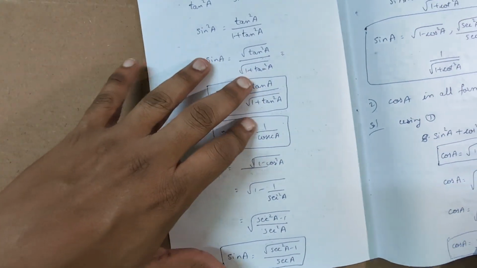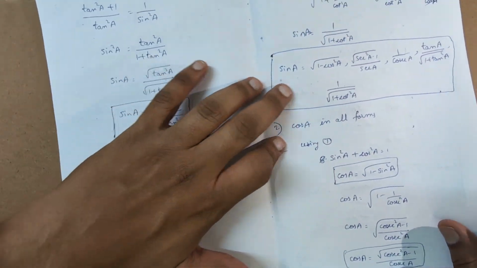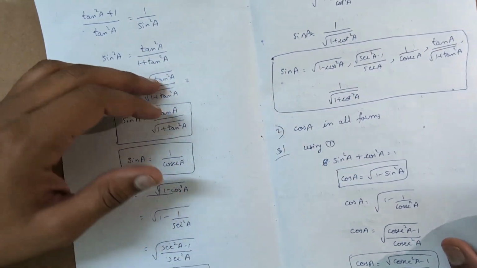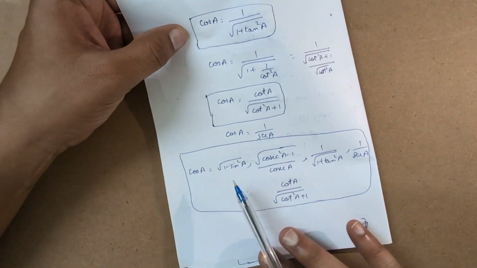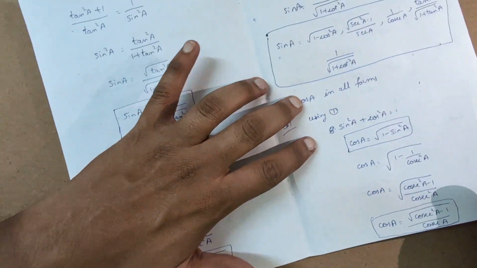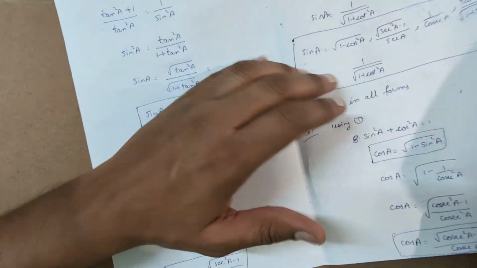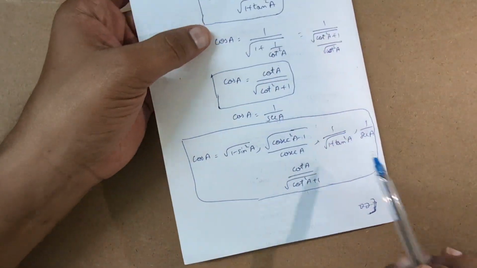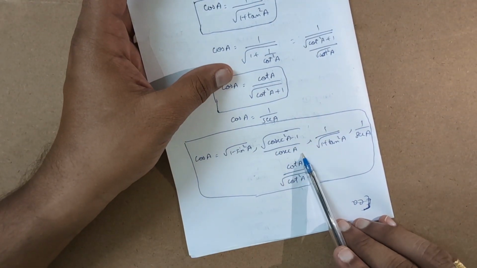You can find there will be some similarities between sine and cos. Here sine is root of 1 minus cos square A, whereas cos is root of 1 minus sin square A. Secant square minus 1 by secant A here, cosecant square A minus 1 by cosecant A here.